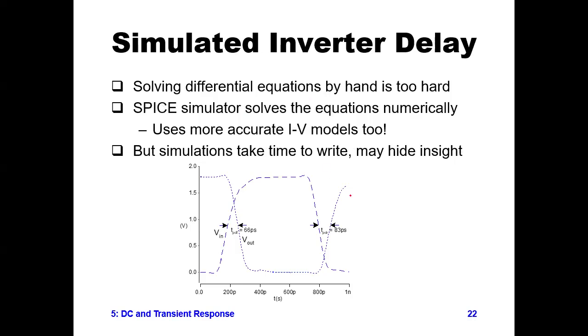This is the simulated delay of the inverter. We have seen it multiple times. This is the input waveform, and this is the output waveform. In this case, this is called TPDF, falling, and this is called TPDR, rising. It is 66 picoseconds and 83 picoseconds.